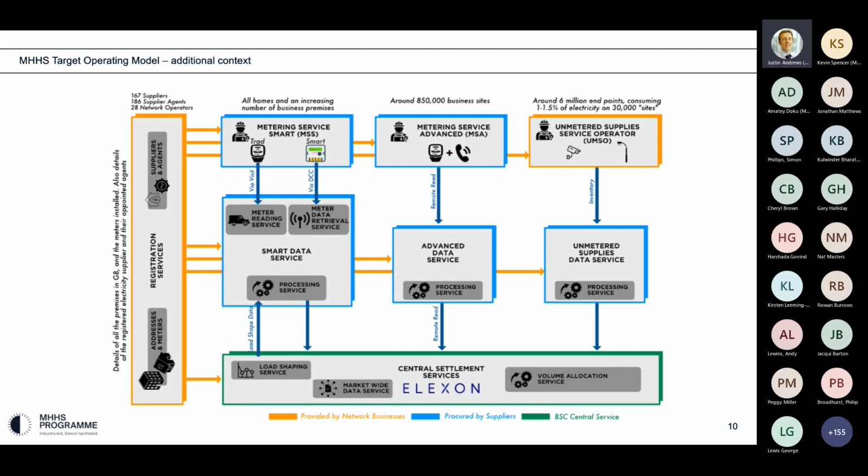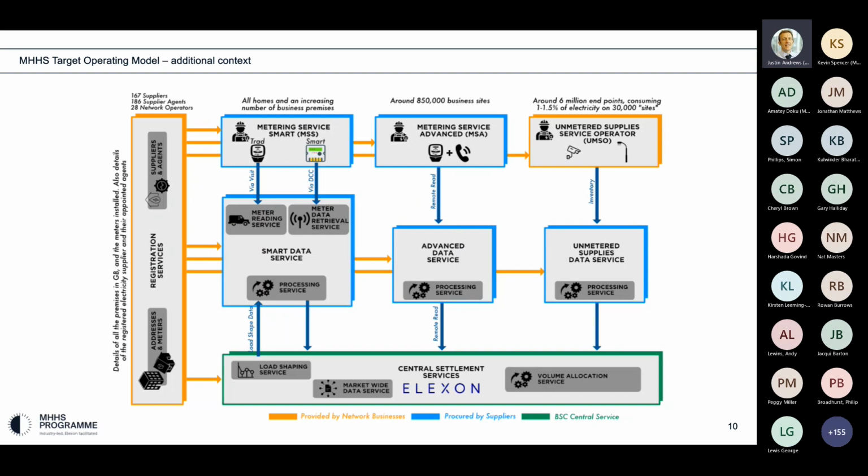And in the new world, you've got the advanced data service sending the data. So distribution businesses will be doing their site-specific DUOS from that data, and for all the other DUOS tariffs, that will come from data from a central Elexon Central Settlement Service.